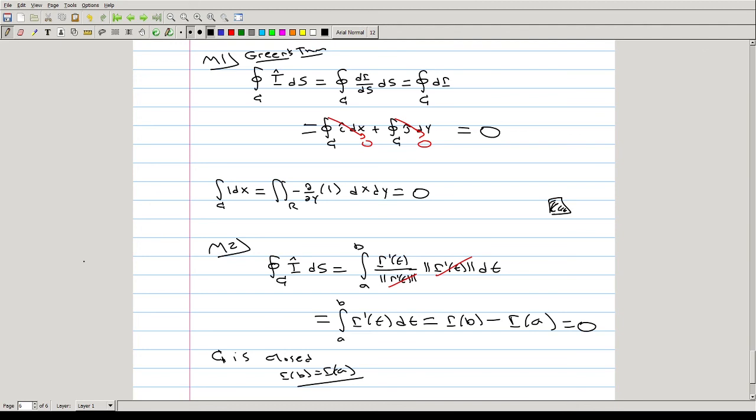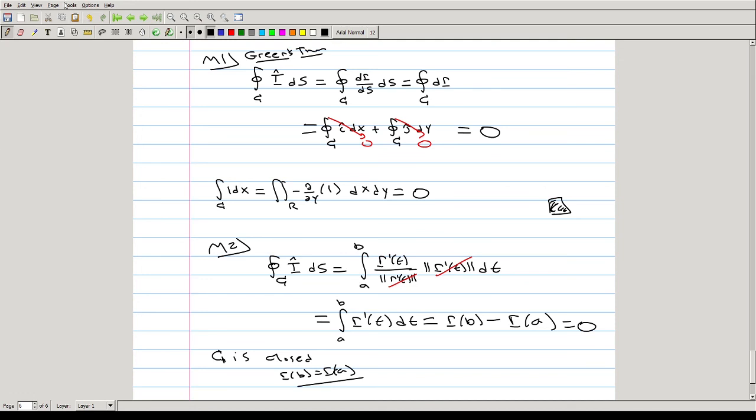So this is just a nice example, showing that typically there are multiple different ways of proving something in mathematics. It all just depends on what method you want to use, but Green's theorem is a nice way of showing this.